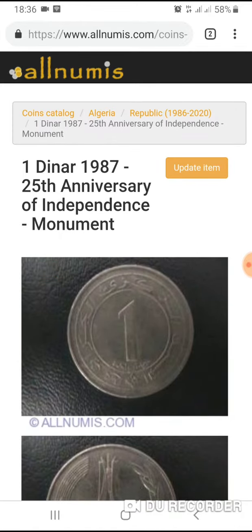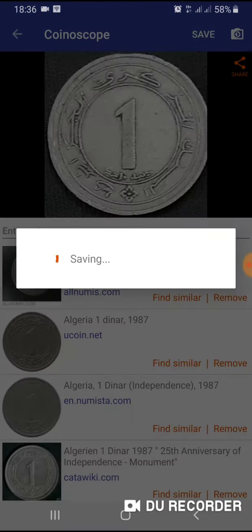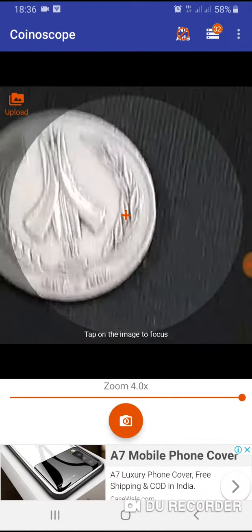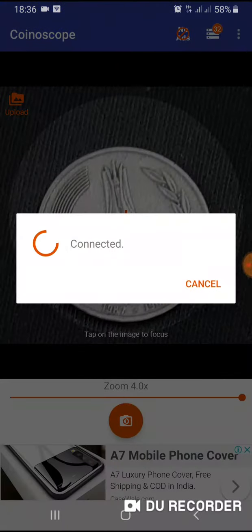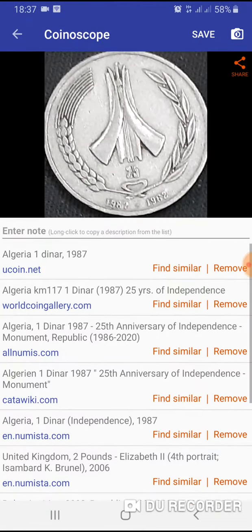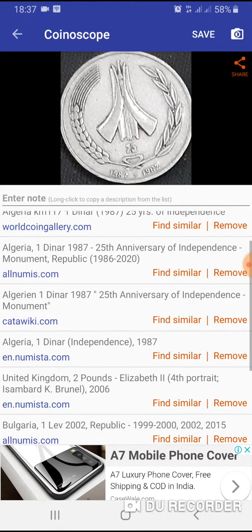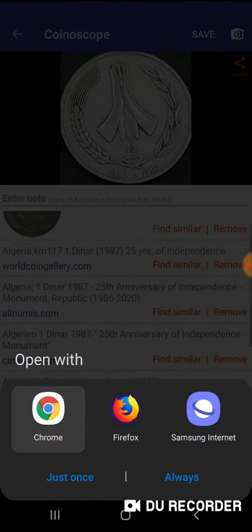So you can save this item or share it. Now I am saving it. Now I will try with the other side of it. Now the result is, yeah, Algeria 1 dinar is there. Okay, art is World Coin Gallery also identified the same way.